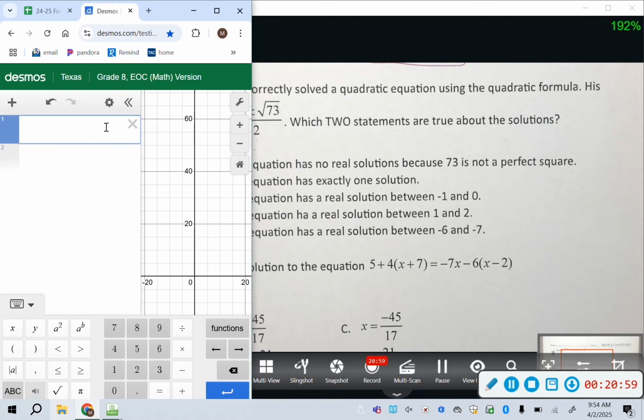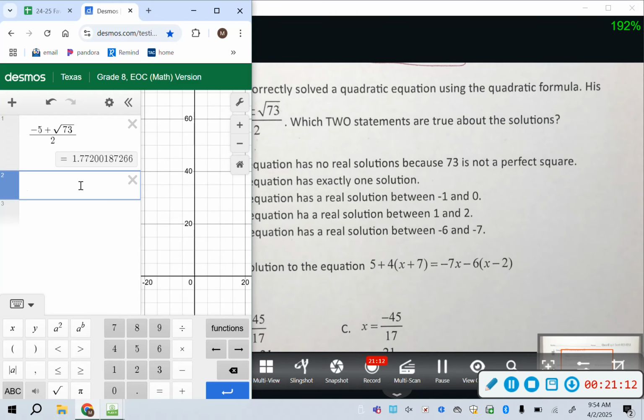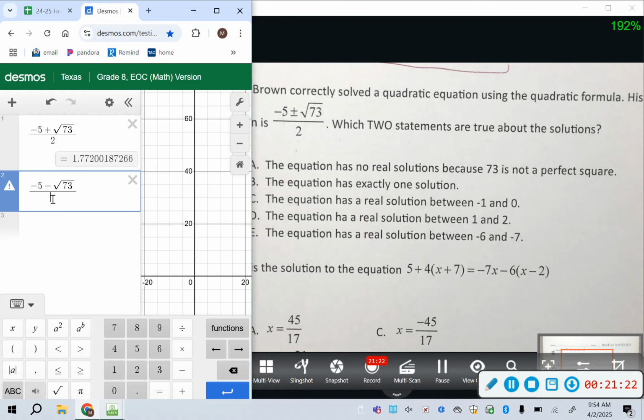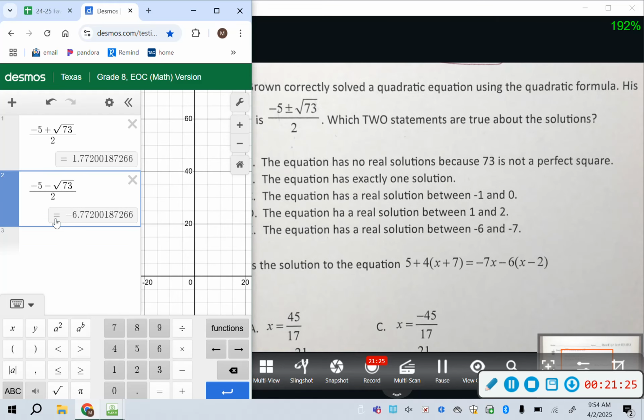Always easier to hit divide first. Okay, so we have -5 plus the square root of 73 over 2. And then I'm going to type it again because I want to see both. So divide -5 minus the square root of 73 over 2. So we type the exact same thing, once with a plus, once with a minus. And I have those two answers.